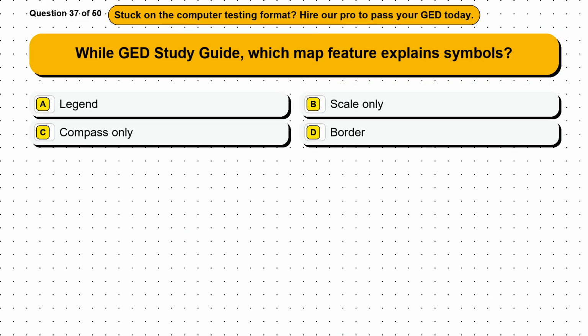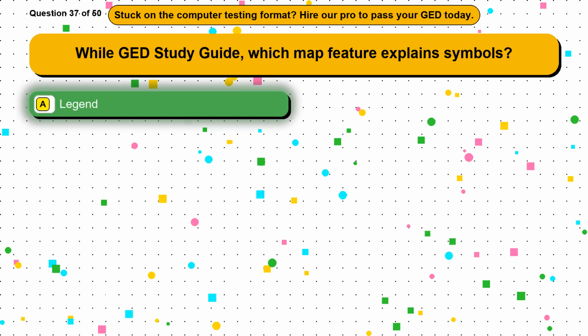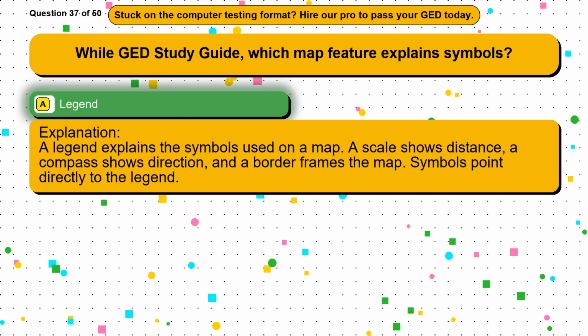Question 37. While GED Study Guide, which map feature explains symbols? Option A, legend. Option B, scale only. Option C, compass only. Option D, border. The correct answer is option A, legend. A legend explains the symbols used on a map. A scale shows distance, a compass shows direction, and a border frames the map. Symbols point directly to the legend.